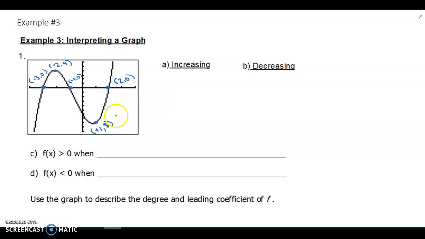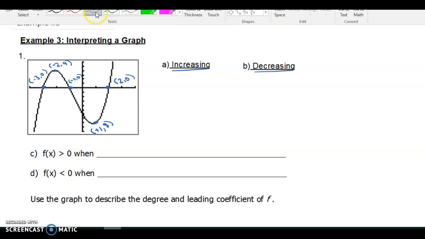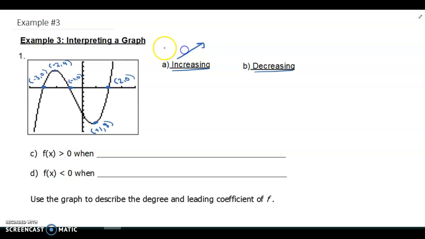All right, so we want to decide by looking at this when our function is increasing, when it is decreasing, when is f of x greater than 0, and when is f of x less than 0. All right, so let's talk about this. When I say our function is increasing, that means it has a positive slope. It's going up. When I say it's decreasing, that means it's going down. It has a negative slope.